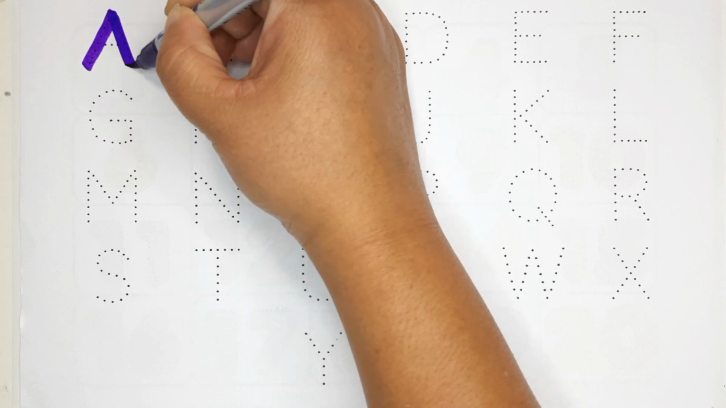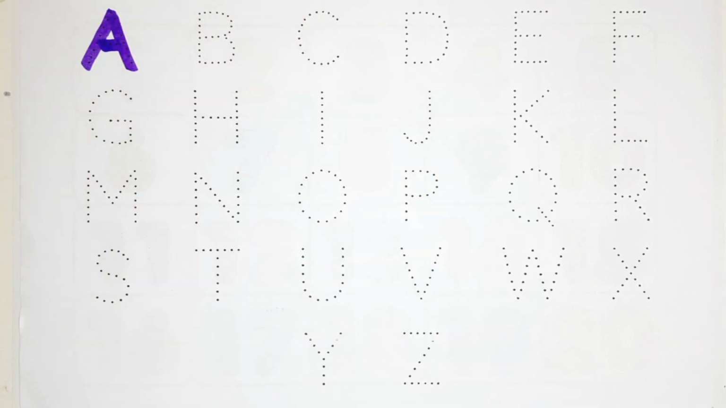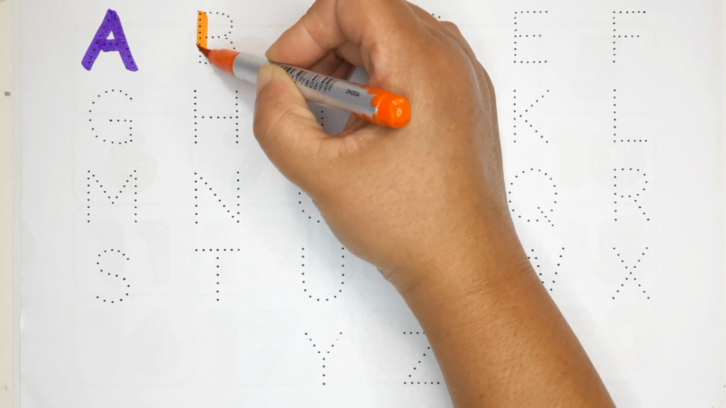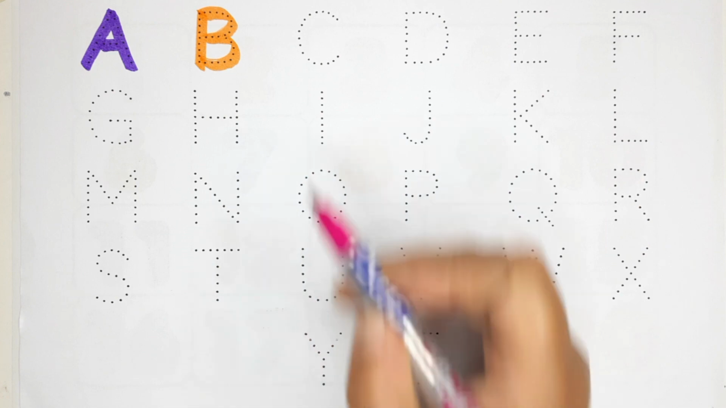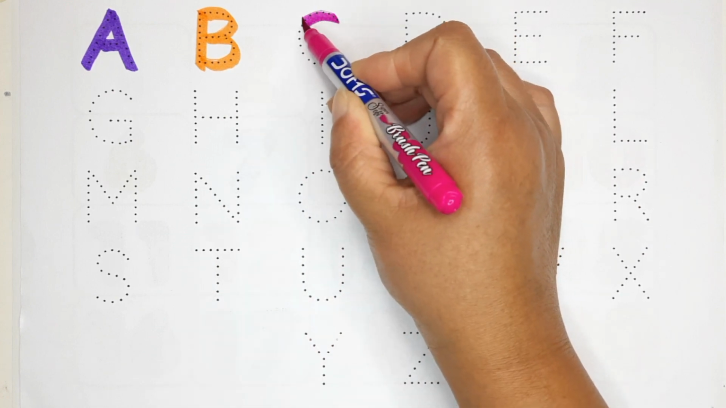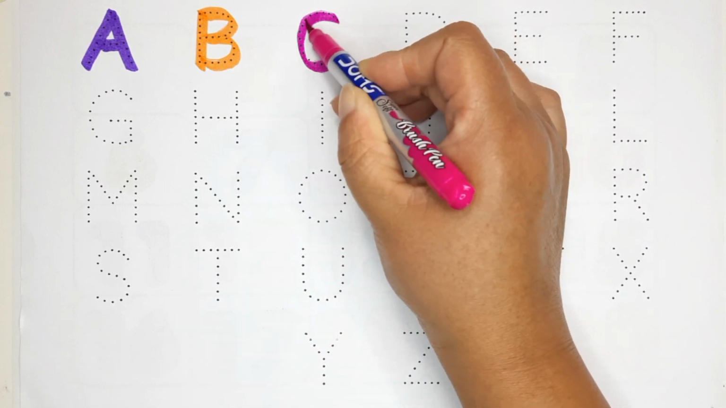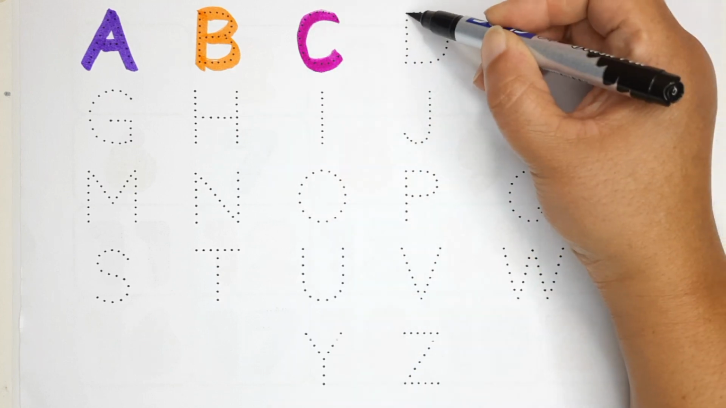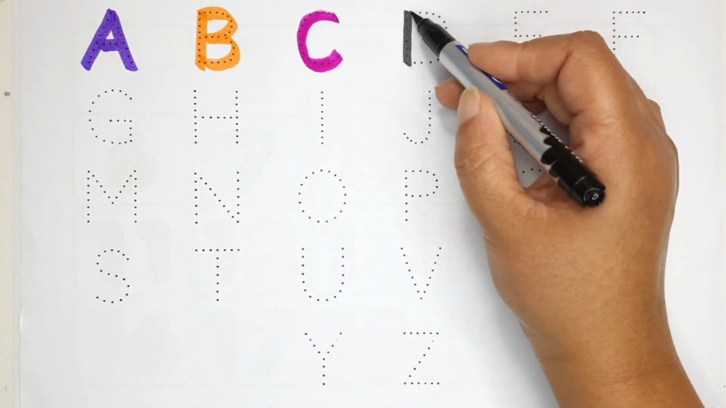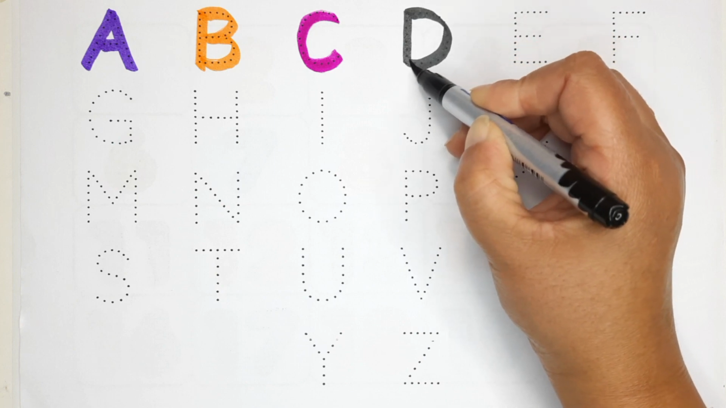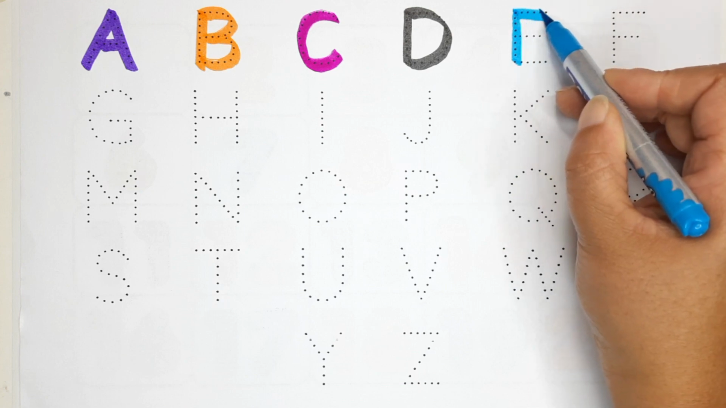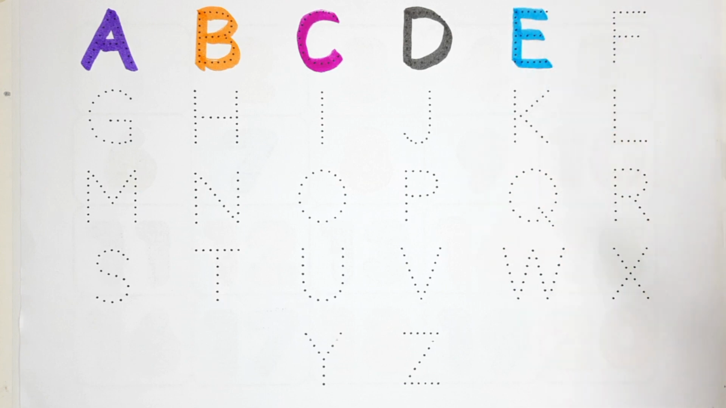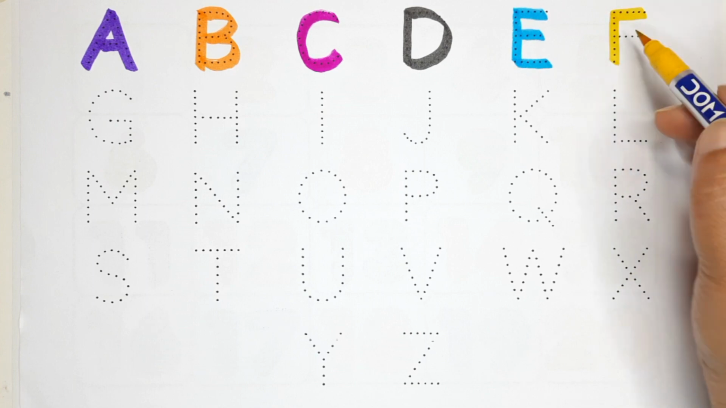A for aeroplane. B for balloon. C for cow. D for dragon. E for eagle. F for flower.